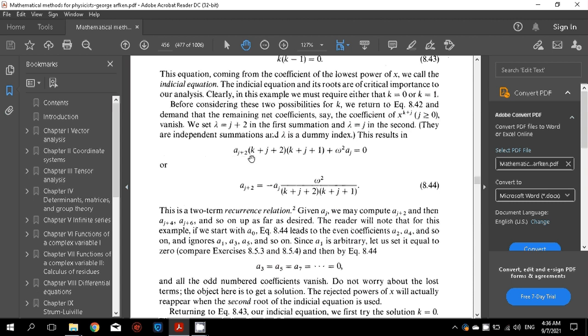It is a(j+2), k+j+2, (k+j+2)(k+j+1) plus omega square a(j) is equal to 0. And this equation will give us a(j+2) is equal to this.